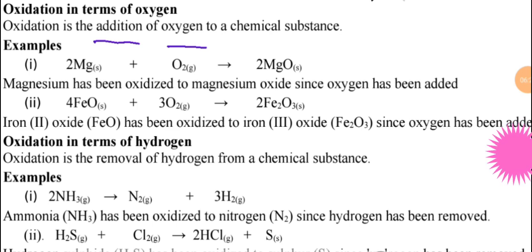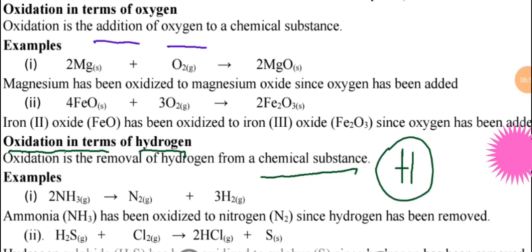Oxidation in terms of hydrogen. The opposite will be our explanation now. The removal of hydrogen from a chemical substance is oxidation, meaning we have a compound which has hydrogen, and when we remove hydrogen from that compound, we call that oxidation. That is very, very important.